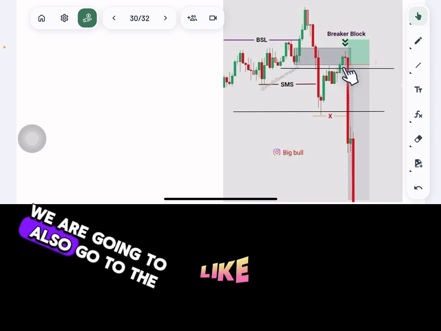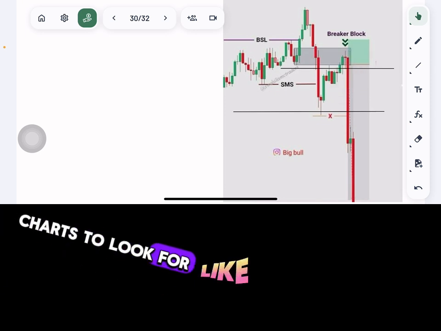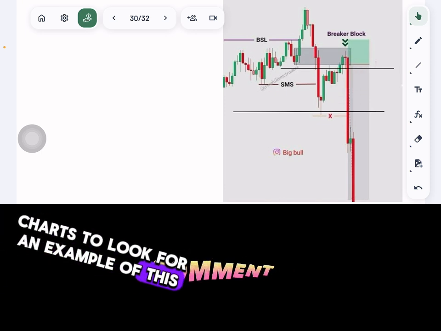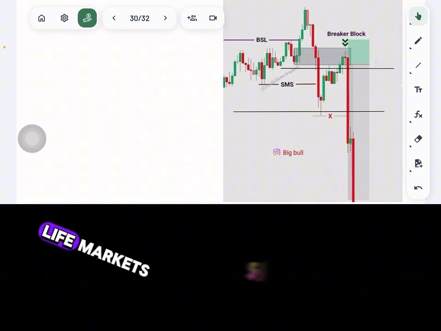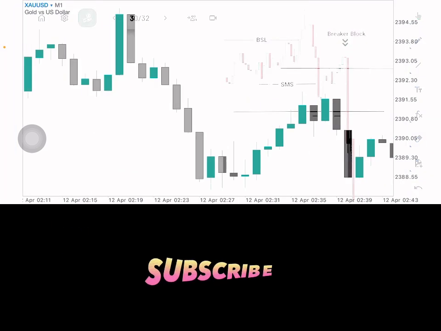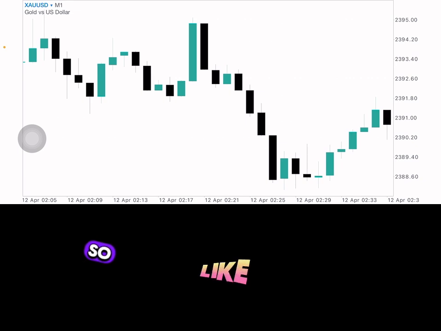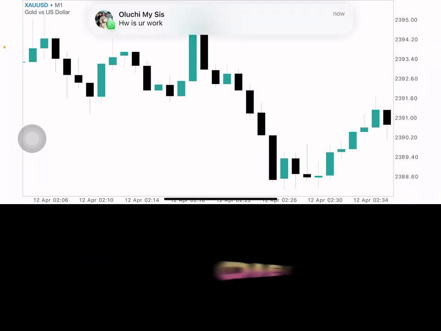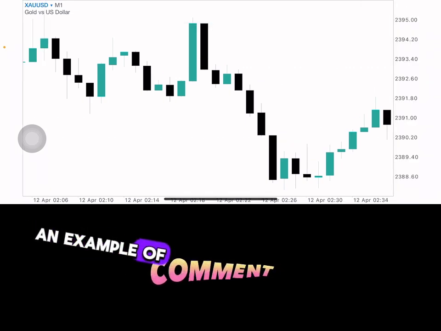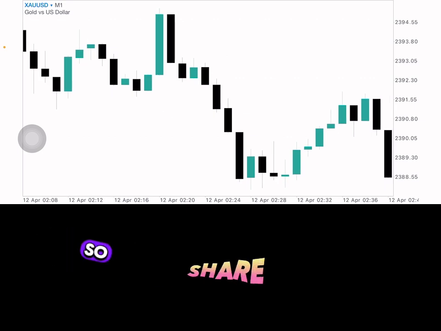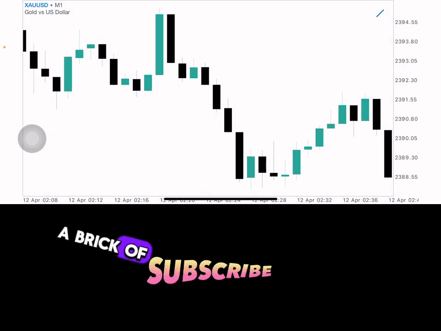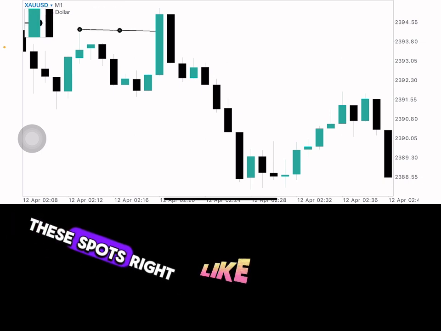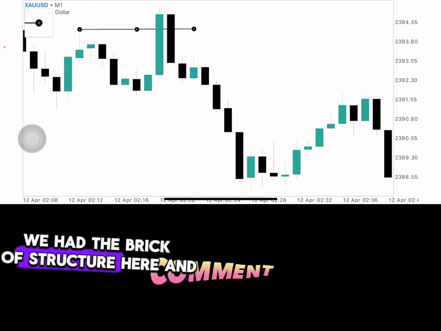Now we are going to also go to the chart to look for an example of this. So I'll show you how to trade it in real life markets. Okay guys, so this is an example of a breaker block. So basically we had a break of structure at about this spot, right? We had a break of structure here.